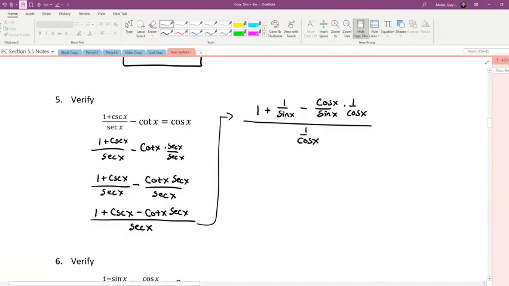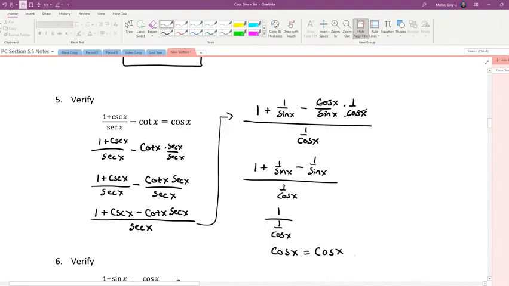All right, on top, it looks like cosines cancel. So I get 1 plus 1 over sine of x minus 1 over sine of x over 1 over cosine of x. And this is working out really well. 1 over cosine of x, which of course equals cosine of x, which is what I was trying to show that it equals, and that turned out okay.